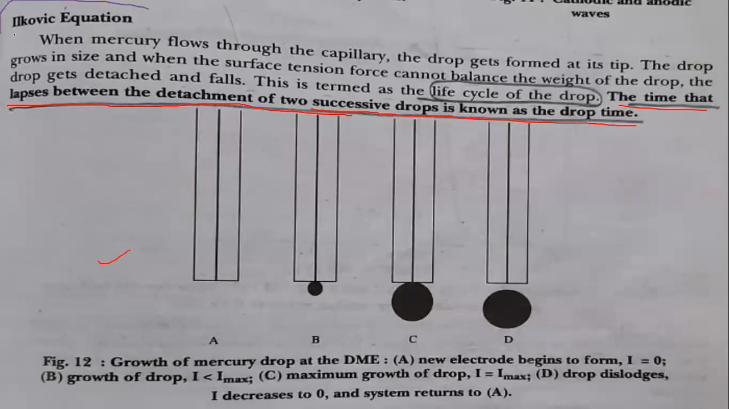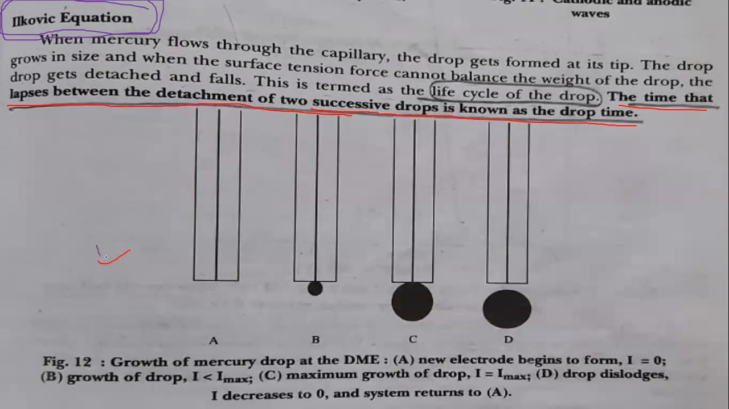Ilkovic equation. Okay, Ilkovic equation. So when mercury flows through the capillary, the drop gets formed at the tip.